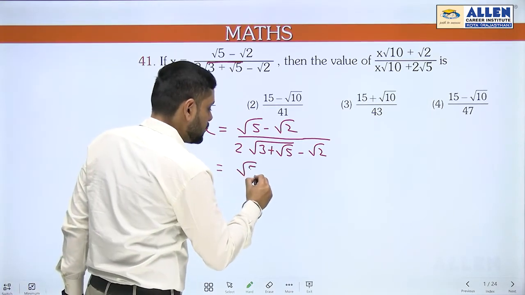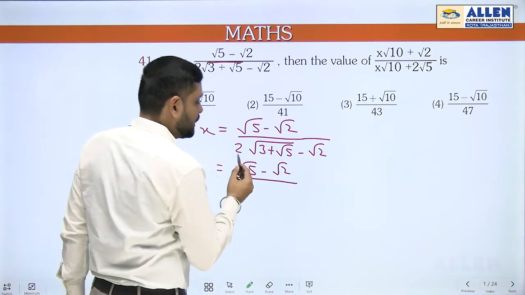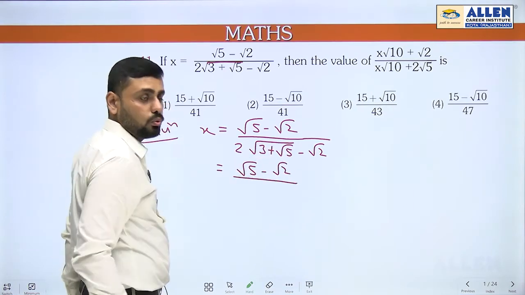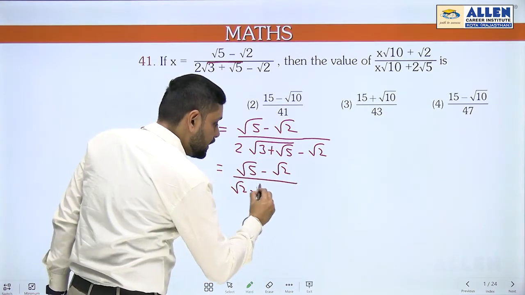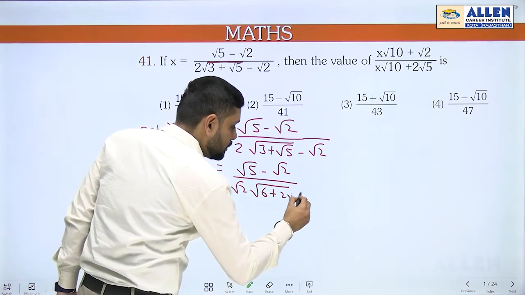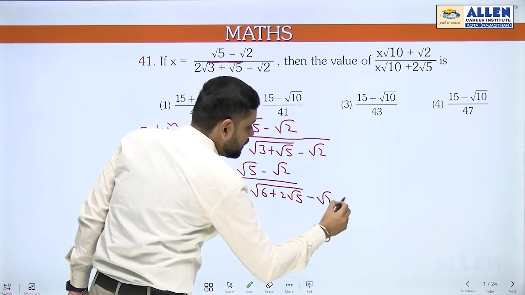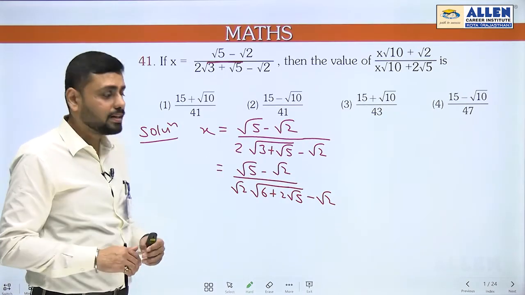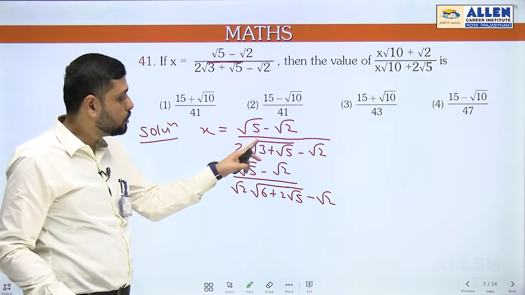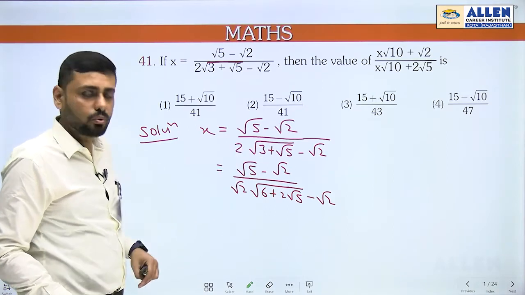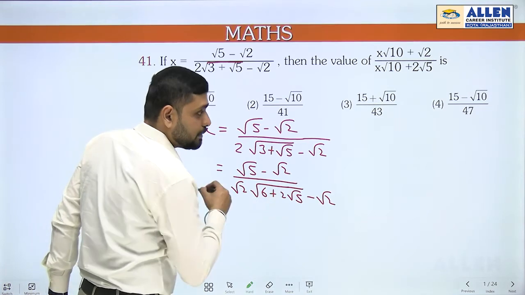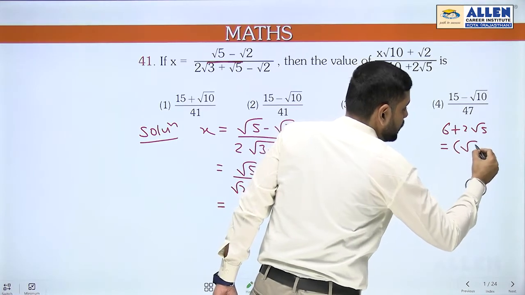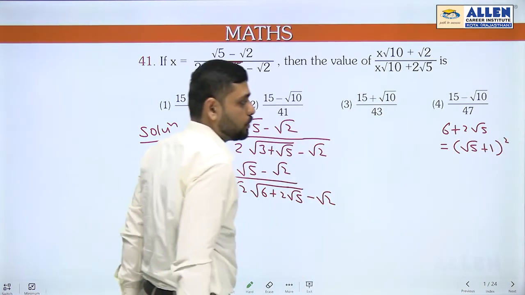What we can do is, it is (√5 − √2) divided by, now we'll take √2 from the 2 inside this root. So it will become √2 into (6 + 2√5). Why we have taken √2 inside the root, we will understand here. Now this term 6 + 2√5 will become (√5 + 1) whole square.